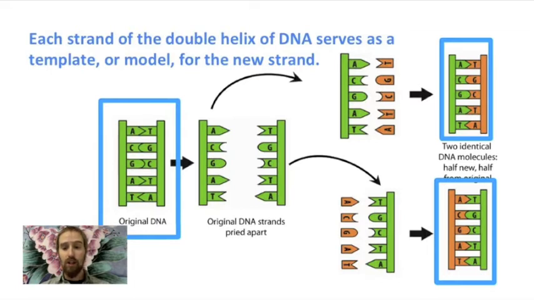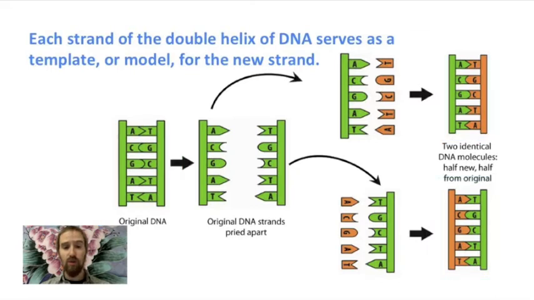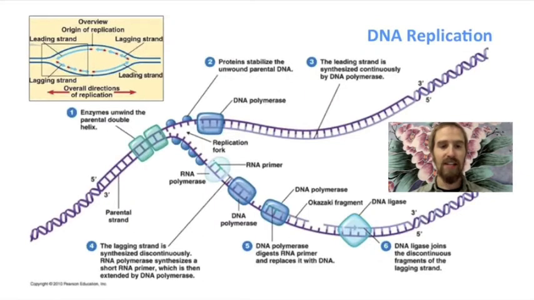This process occurs just prior to cell division, and each new cell produced during cell division will inherit one of these replicated DNA molecules, and thus the genetic code is passed from one generation of cells to the next by way of asexual reproduction. Let's take a closer look at how this process plays out.